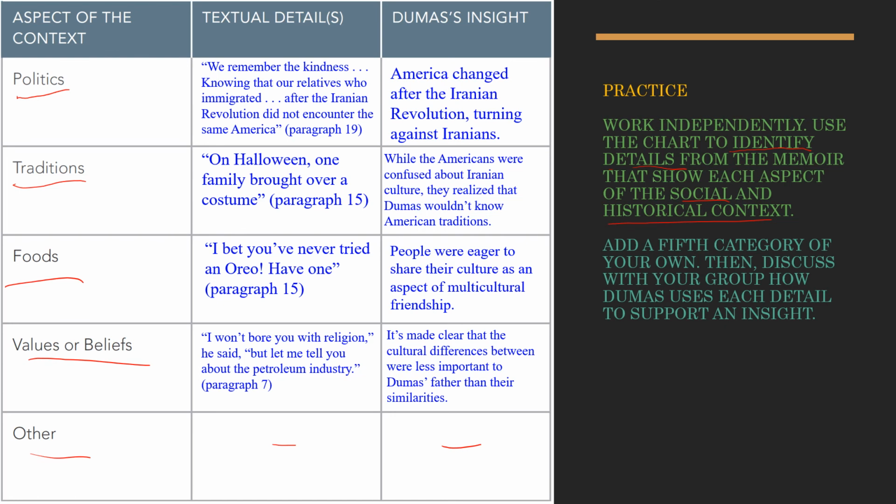So what I want you to do is to write here another aspect of the context. Provide examples as we did, and please mention the paragraph and the Duma insight, okay, from the insight of the writer. Take a clear picture and send it over to me.